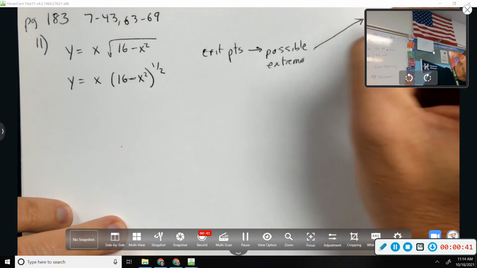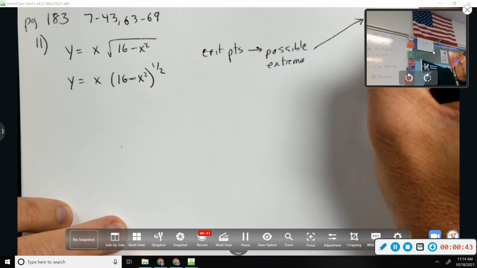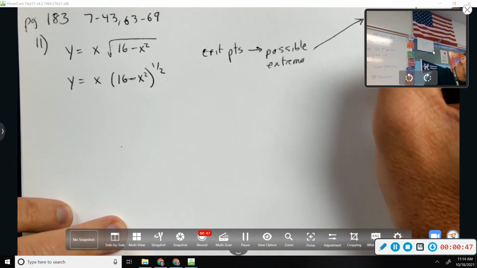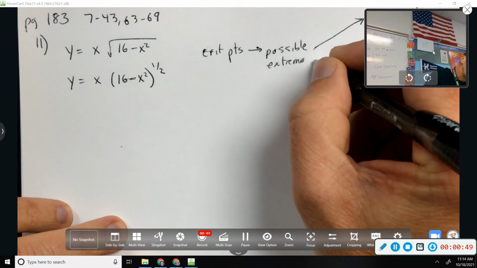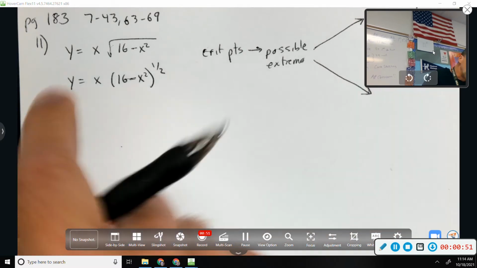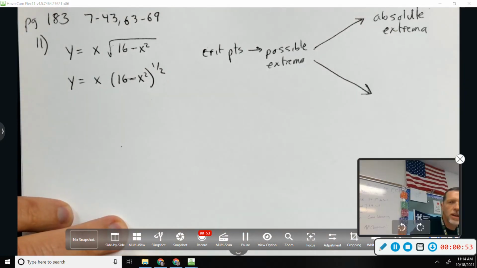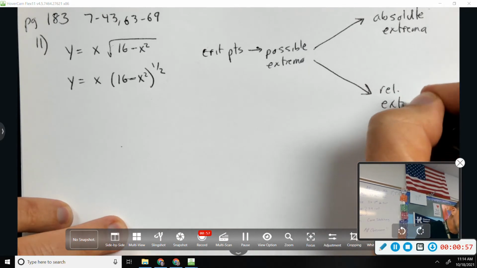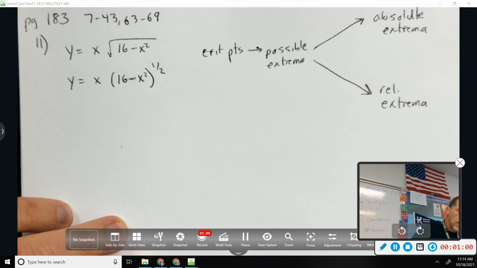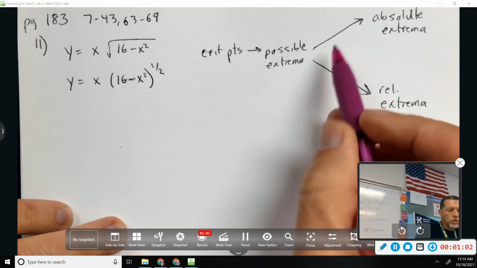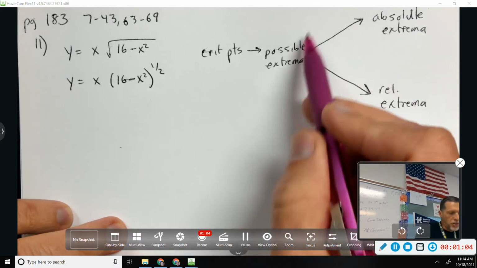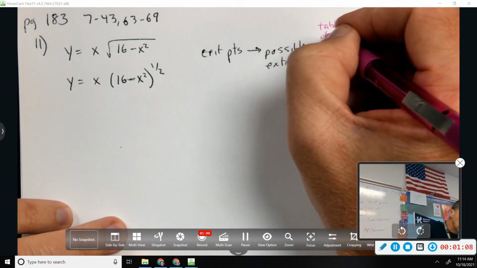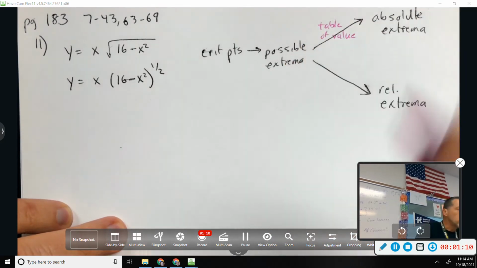And what we did Monday of last week and what we will do on the quiz today is find absolute extrema. What we're doing on page 183 is finding relative extrema. What did we use to find absolute extrema? Like, what was the method to get there? Table of values. Table of values with the critical points and the endpoints.